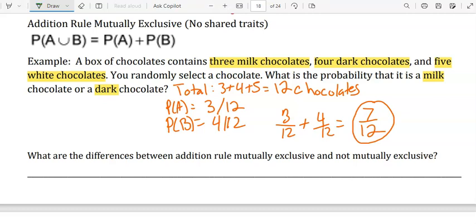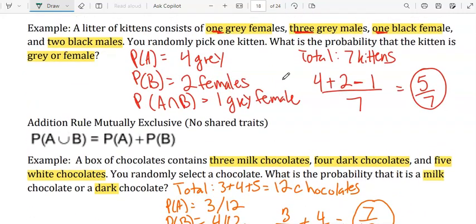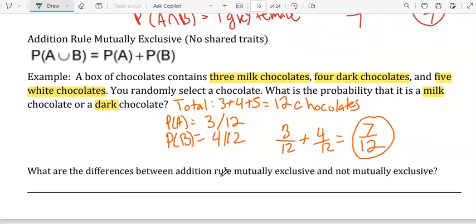At the bottom of this page, write the answer to this. What are the differences between addition rule mutually exclusive and not mutually exclusive? Basically, compare and contrast these two examples above. Pause the video, write your thoughts about that, and then continue to the next page of the booklet.